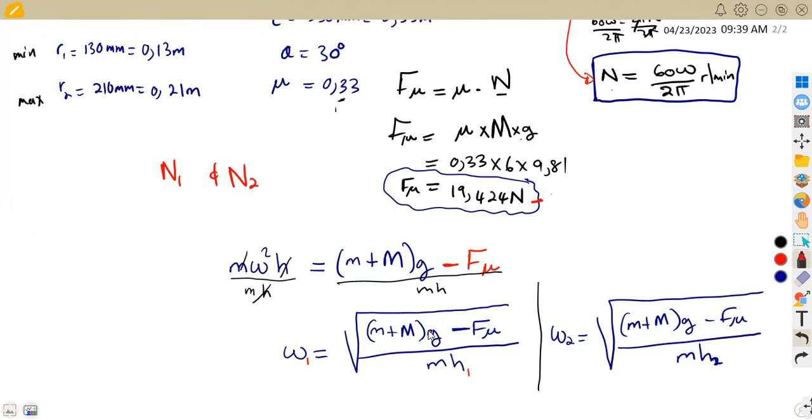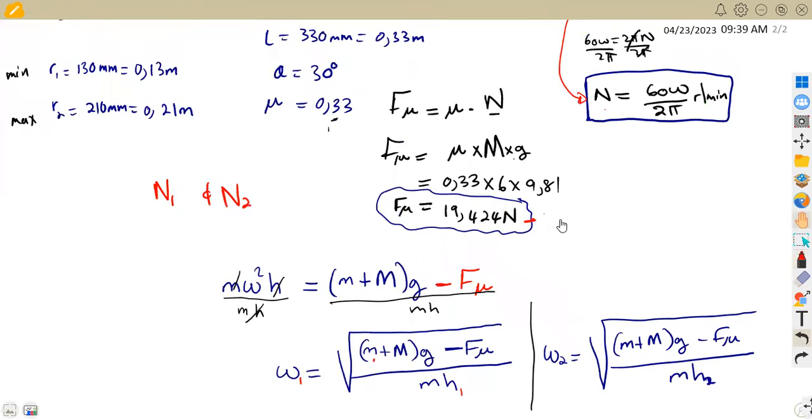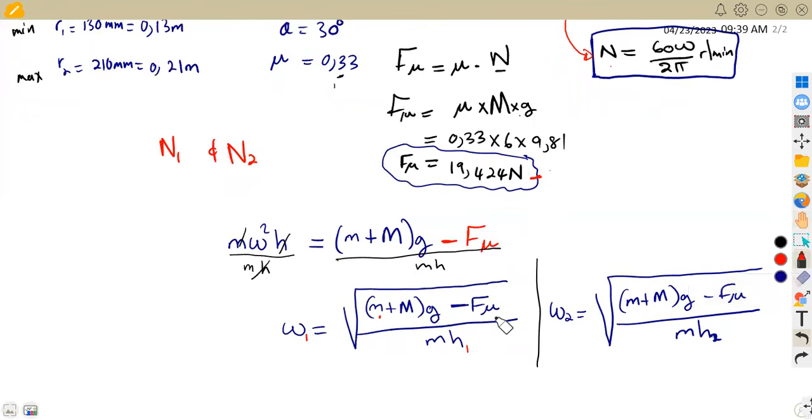So if we are to check on the information, we have the mass of the rotating balls. In this case, we have got this mass. We have the mass of the sleeve. We have got the gravitational acceleration. We have got the frictional force, everything we have, but we do not have this H1. We do not have this H2. So that is where we are stuck, and we have to calculate H1 and H2. All right. So how are we going to calculate H1 and H2?